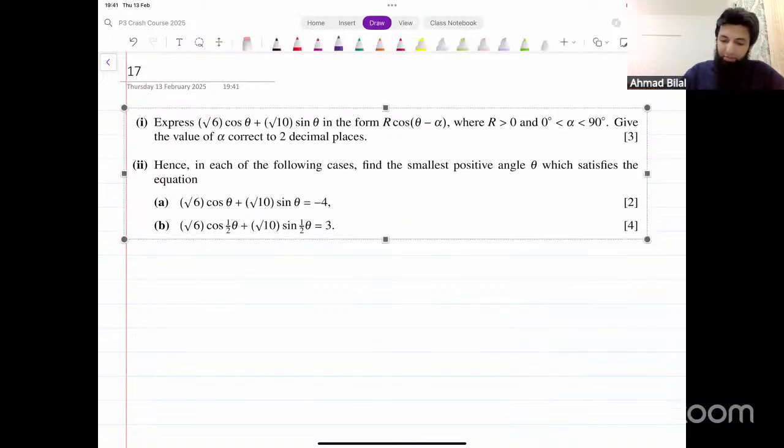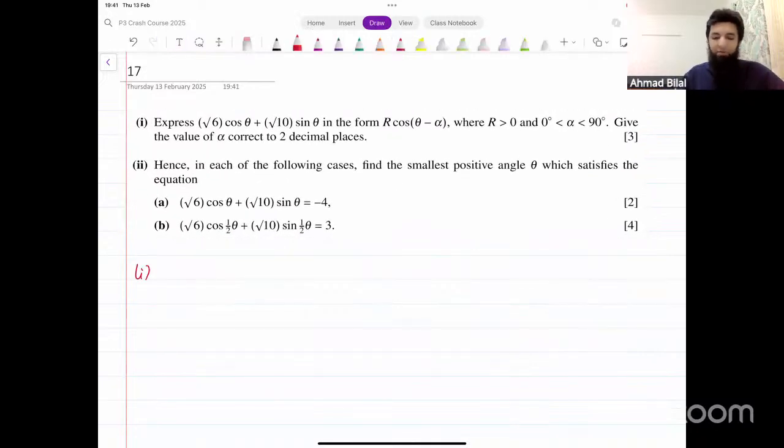Okay. Question 17, let's look at the first part. It says express square root of x times cos theta plus square root of 10 times sine theta in this form, where r is positive and alpha is an acute angle. Give the value of alpha correct to 2 decimal places. Okay, so the first part is straightforward. Is it the standard form?